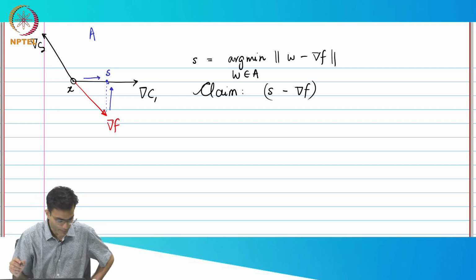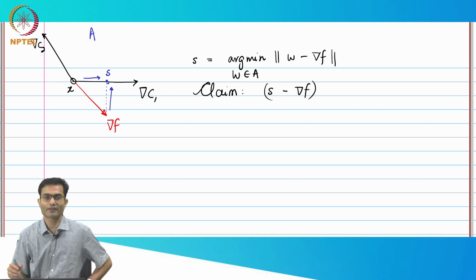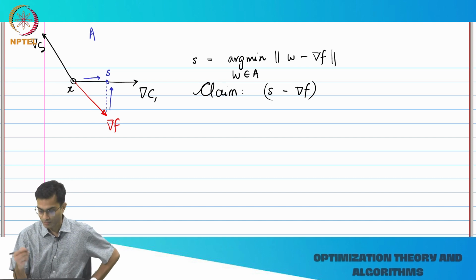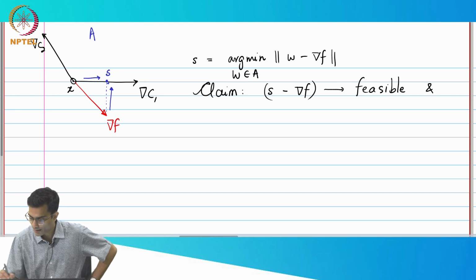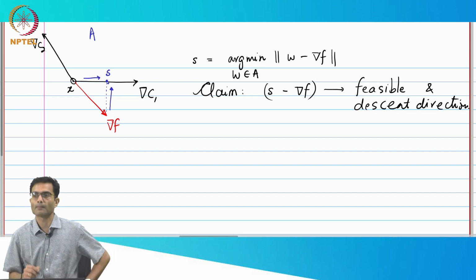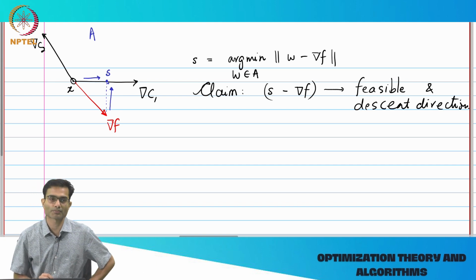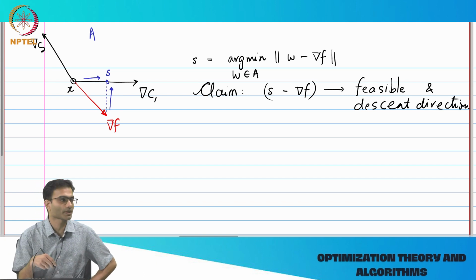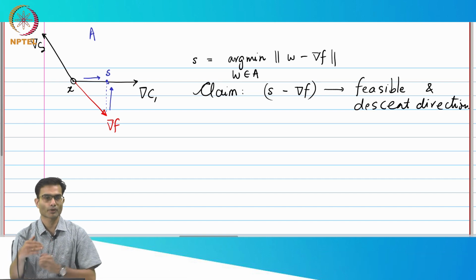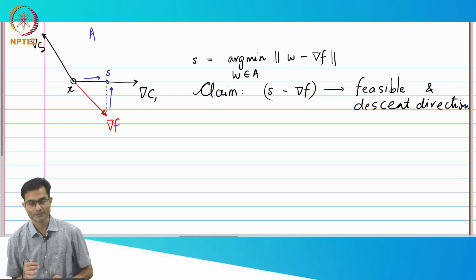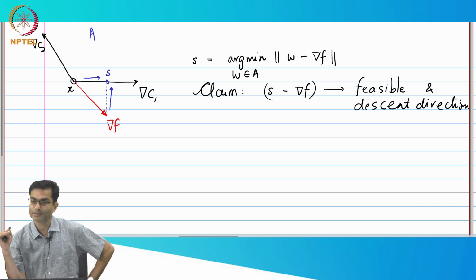So the claim is that this S minus grad f is a very interesting vector because, well, you'll see, it is both a feasible direction and a descent direction. We will show this. Okay, we will show this using simple geometry, that this new funny object that we have created from grad f, we got the projection point, and then I got this difference vector S minus grad f, is both a feasible and a descent direction.